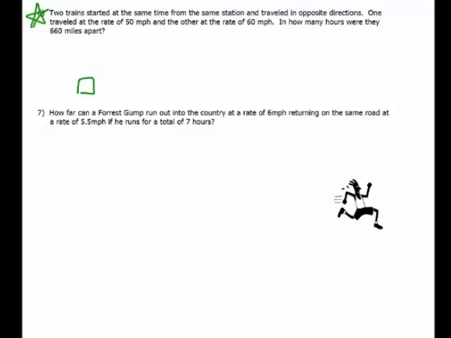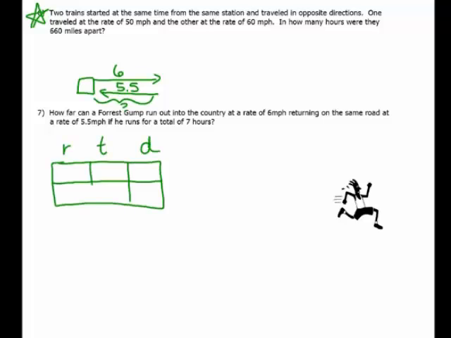So he's starting at home and he's running out into the country at 6, and he's returning back, turning around and coming back at 5.5. And we know he's been out there for 7 hours, but we don't know how far this distance is. I'm going to do my typical table, rate times time equals distance. He's going out into the country and he's coming back from the country. And his rate is 6 and his rate is 5.5.